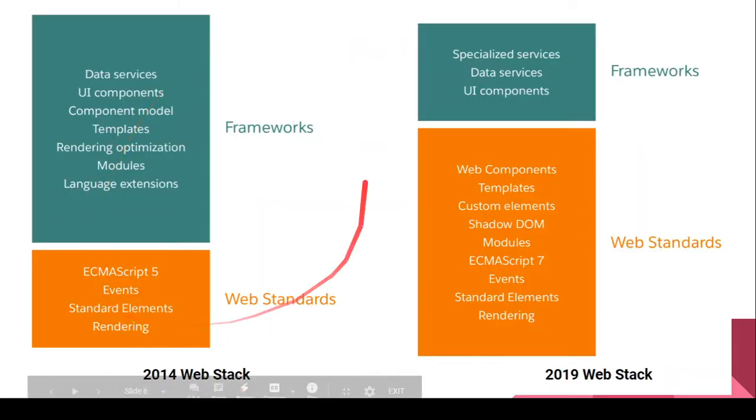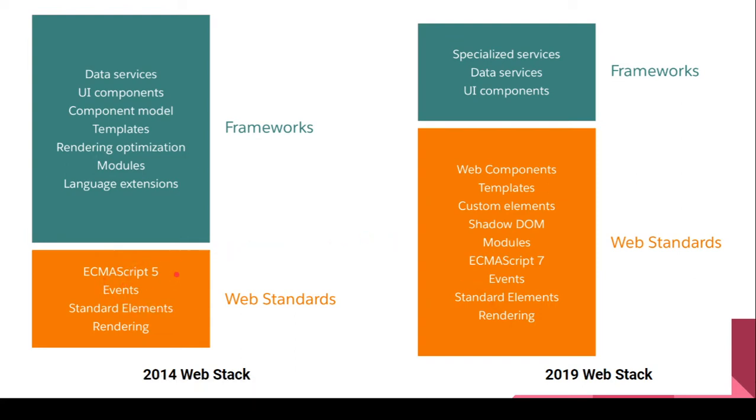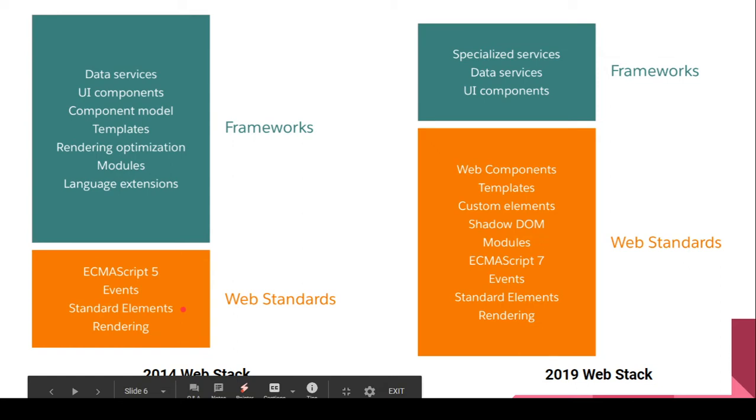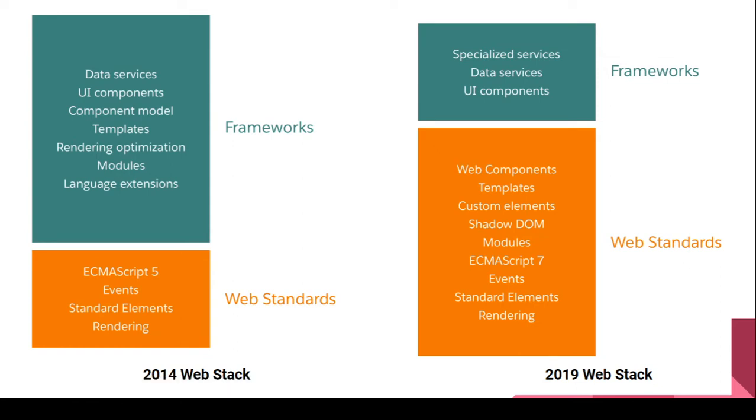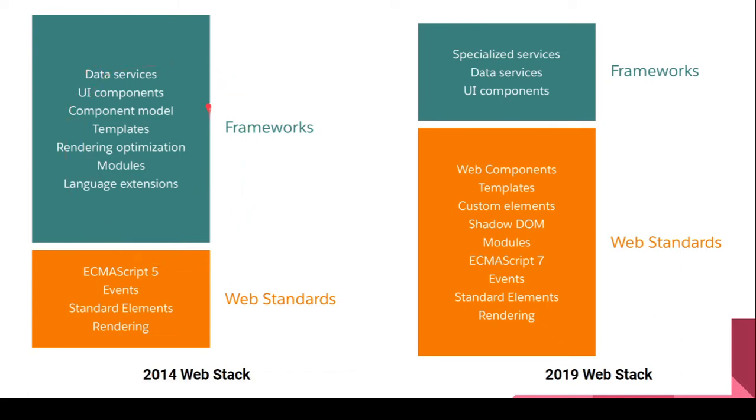Okay, so this is just a quick look at the 2014 web stack, and this is the 2019 web stack that we are having. So here you can see web standards are very few. We had ECMAScript 5, we had events which were present in JavaScript. We had some standard elements. By standard elements, we mean like the paragraph tag, HTML tag, body tag, right? Rendering was there because the elements were rendered onto the DOM, right? And all those good things were a part of the framework earlier.